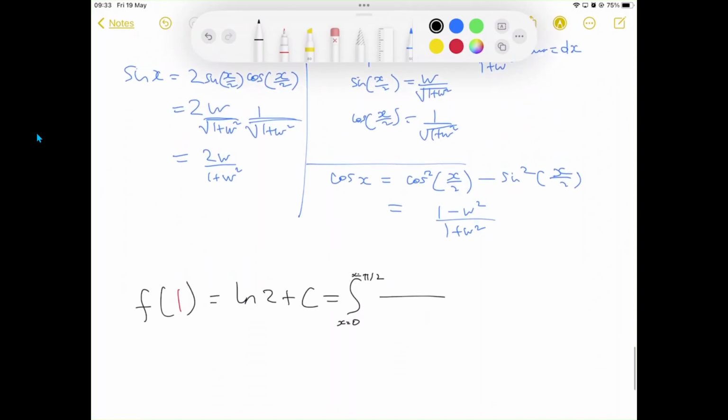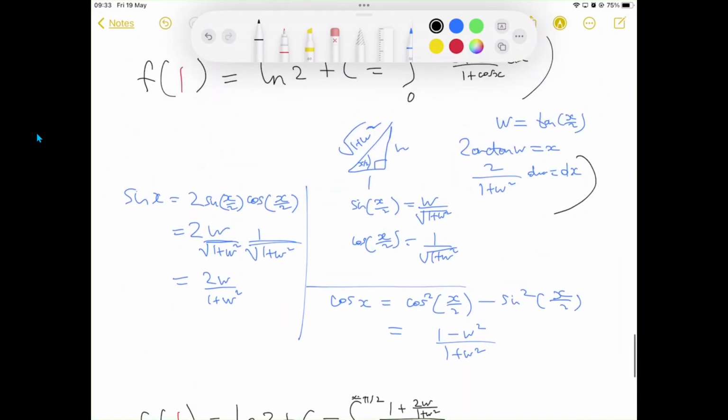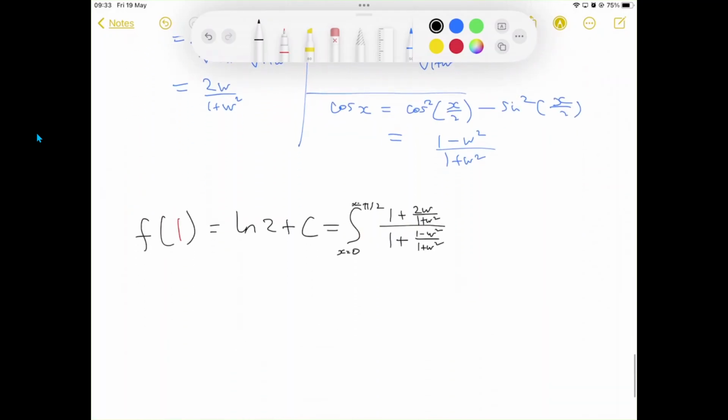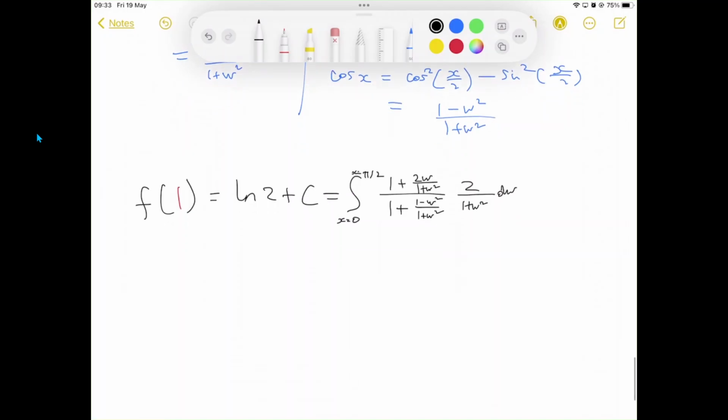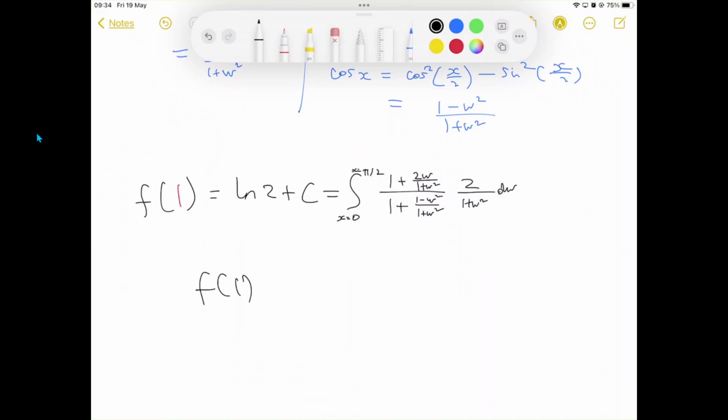Now, let's work with the numerator first. Sine of x plus 1 is equal to this bit here, plus 1. So 1 plus, I'll put the 1 on the front, 2w over 1 plus w squared. And then on the bottom we had 1 plus cosine of x, which is 1 minus w squared over 1 plus w squared. Finally, to close the integral, we need what dx is. And dx is, over here, 2 over 1 plus w squared dw. And the 2 we can bring to the front. So then f of 1 is equal to 2 lots of the integral.